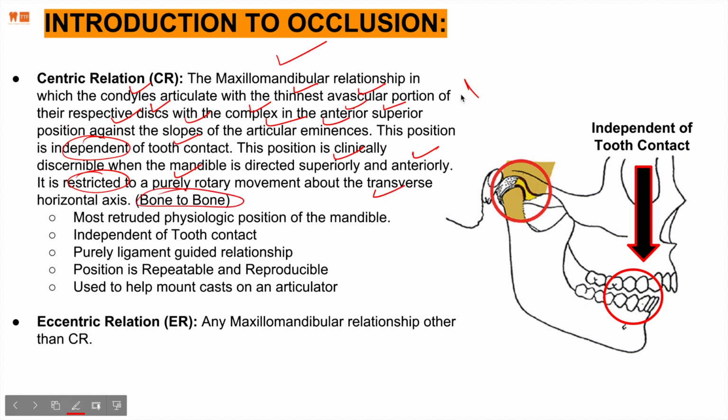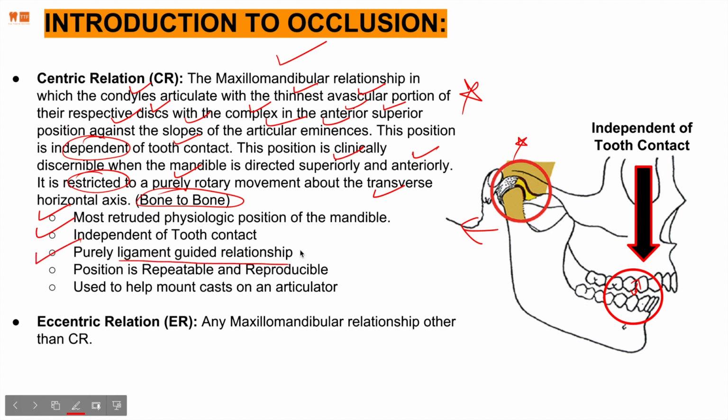Fair enough? Can we picture centric relation with me, guys? Hopefully? Perfect. If not, please leave your comments down below and we'll clarify it without a doubt. So it is the most retruded position on the physiologic position of the mandible. It is the furthest back the mandible will ever go. Again, it doesn't matter if the teeth are touching or not. It has to do with everything in this red circle right here. It is independent of tooth contact. It is purely ligament guided relationship.